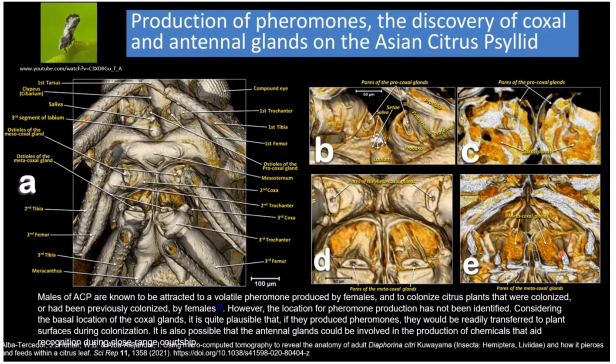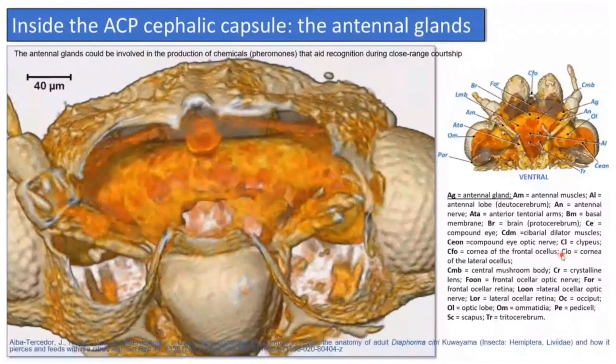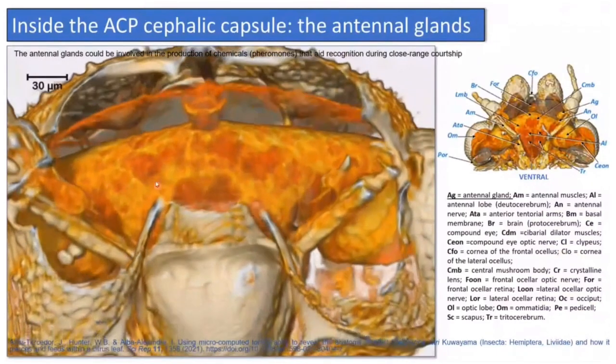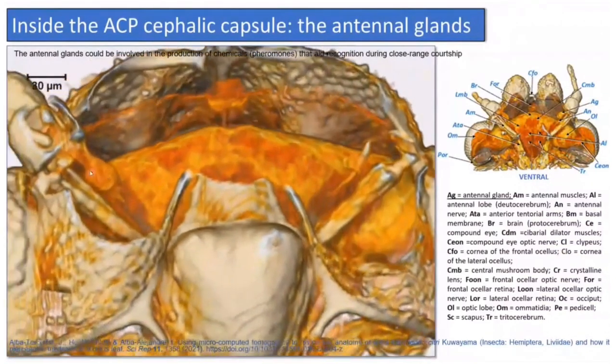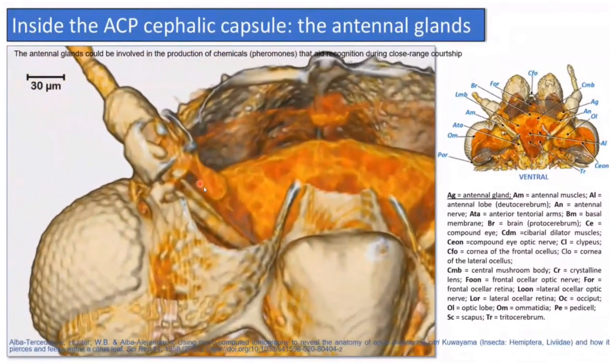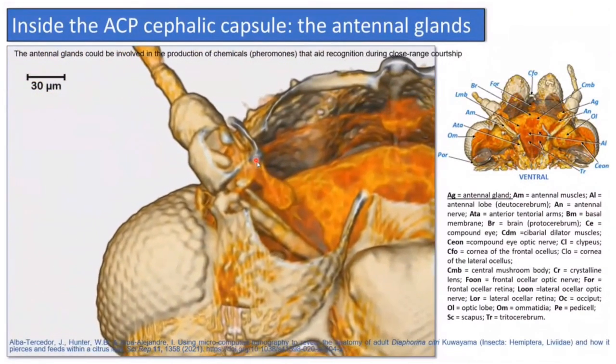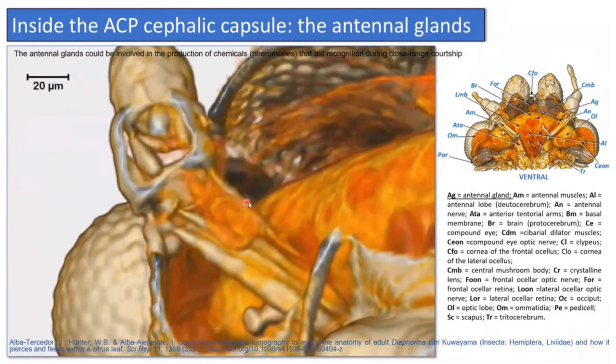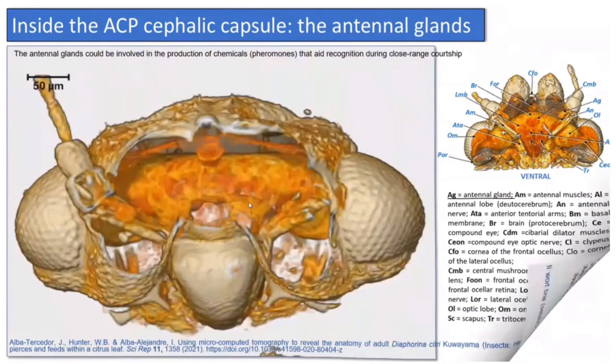But how do these insects recognize each other when they are close? It has been observed that these animals make some sort of dance and touch with the antennae. When we looked inside the head, look, this is the base of the antennae, and here is a pouch, a little sac. The antennal gland that had never been discovered until our work. So clearly, this must produce the pheromone for recognition at very close distance.